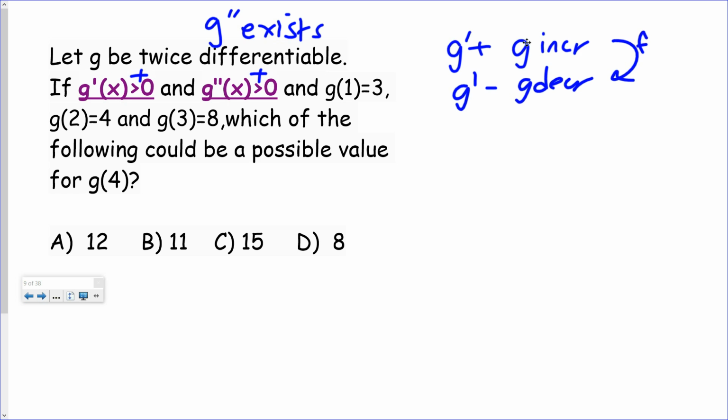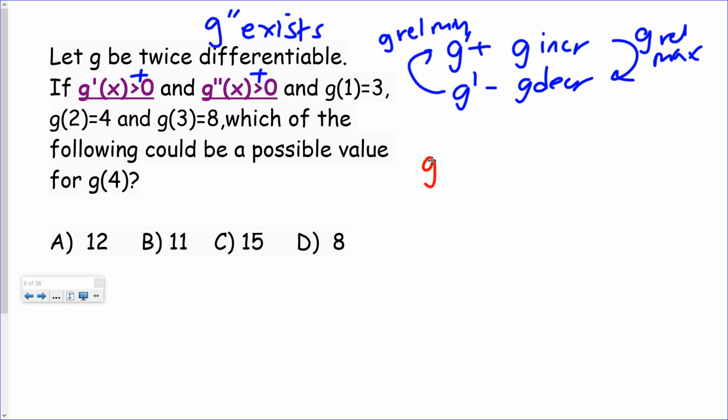If you move from one row to the other row, G will have a relative max. If you move from the bottom row to the top row, G will have a relative min, okay? When you get your test, I would just write that on your test, okay? That's going to help you with 90% of the problems, okay?